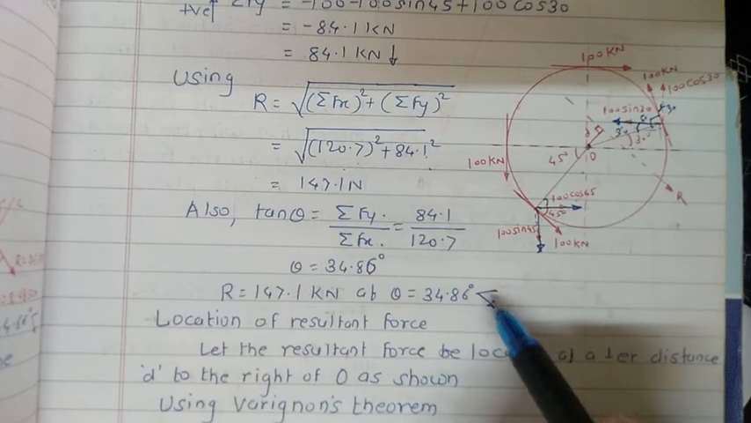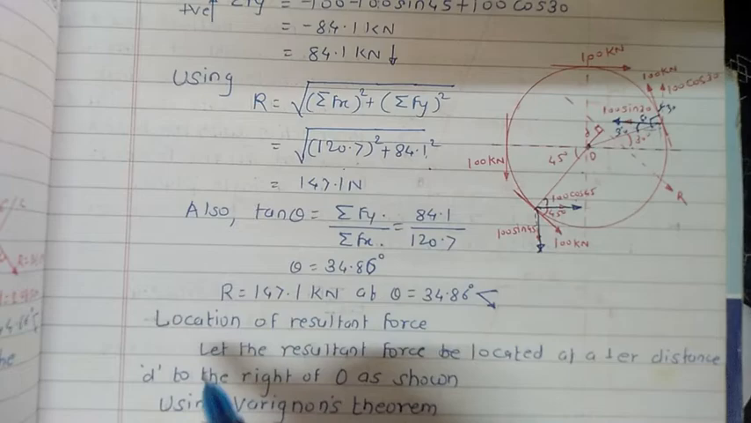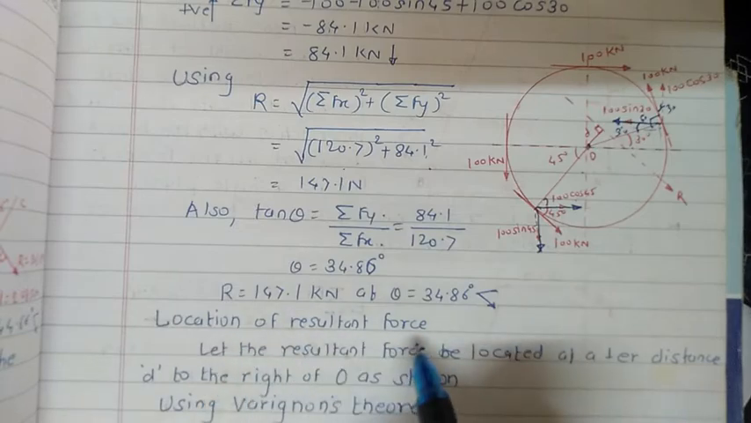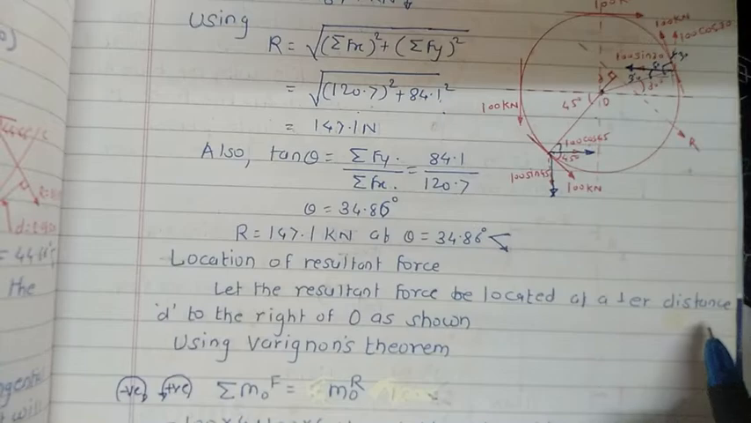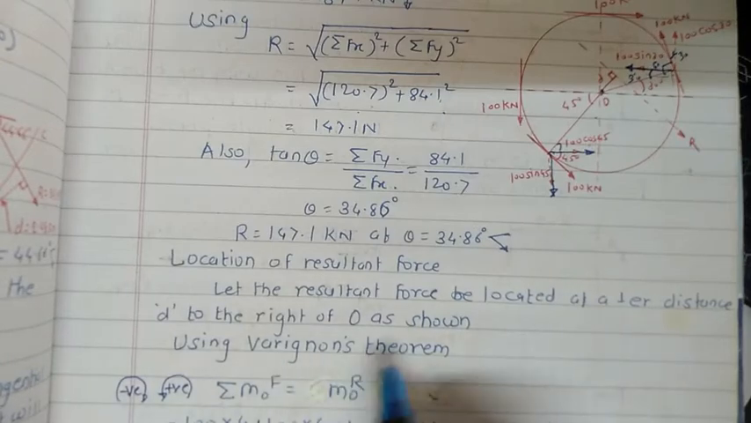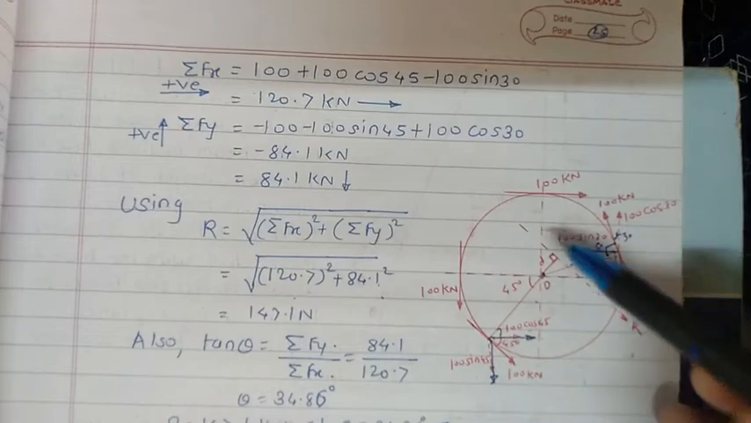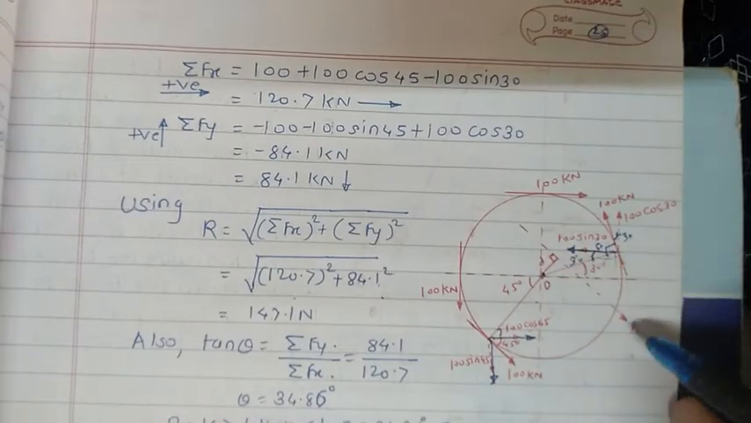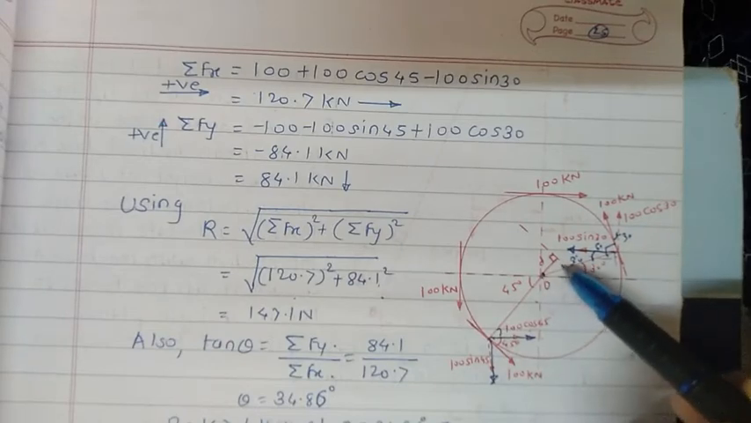Now, once we get the value for R, the next point is very important: the location of the resultant force. Just assume here, let the resultant force R be located at a perpendicular distance d towards the right side of point O. Here is our assumption.